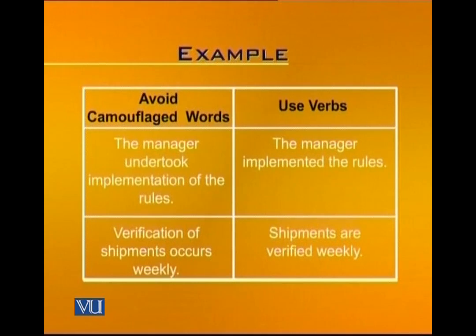For example, if you say the manager undertook implementation of the rules, here you are camouflaging the verb implement by adding ion to it. It would be better to say the manager implemented the rules. Pehle mein aapne implementation ko noun bana diya. Here you are using implement as a verb just by using the past tense. Similarly, if you say verification of shipments occurs weekly, here again you are changing it by adding tion. If you say shipments are verified weekly, the sentence becomes more direct, it becomes simpler to understand. The verb is actually used in verb form, not in noun form.